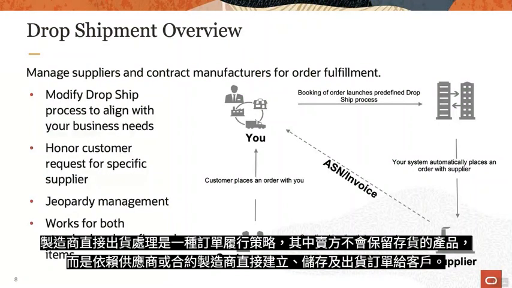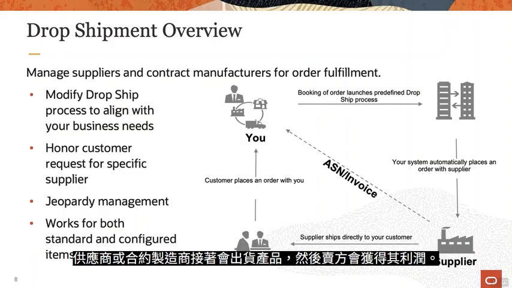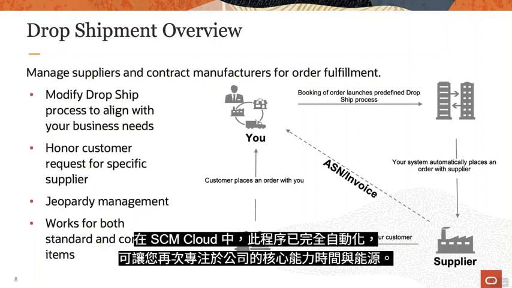The dropship process is an order fulfillment strategy where the seller does not keep products in inventory, but instead relies on suppliers or contract manufacturers to build, store, and ship orders directly to the customer. When a customer places an order for a dropshipped product, the seller issues a purchase order for the item and provides instructions for shipping directly to the customer. The supplier or the contract manufacturer then ships the products, and then the seller earns their profit.